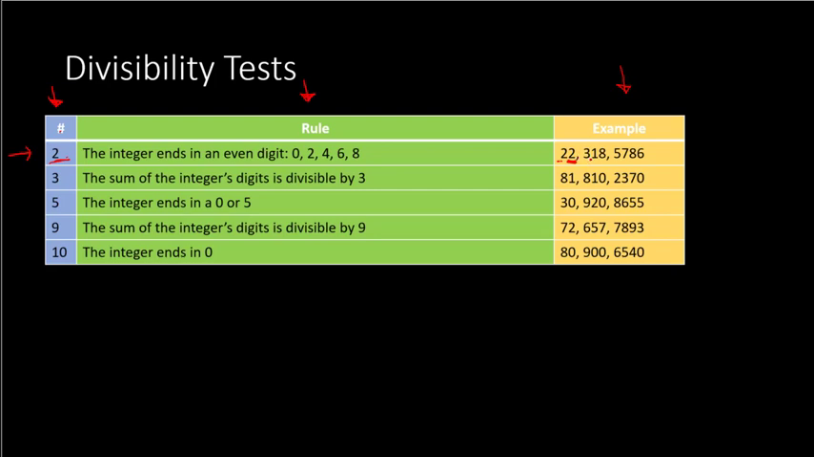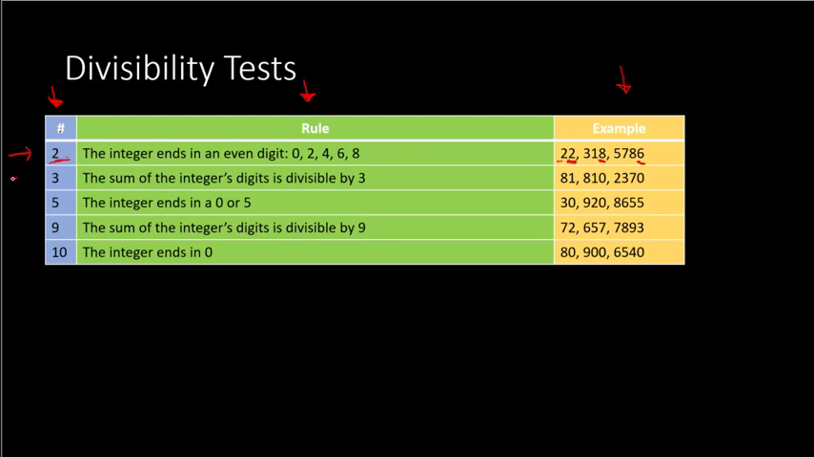The next number is 318. Okay, 318 ends in an 8. That is an even number because it ends in an 8. What that means is that we can divide by 2. The third number is 5,786. The last digit is 6. That is an even number. So therefore, we can divide this entire number by 2. So that is the rule for dividing by 2. If it ends in an even number, we can divide by 2.